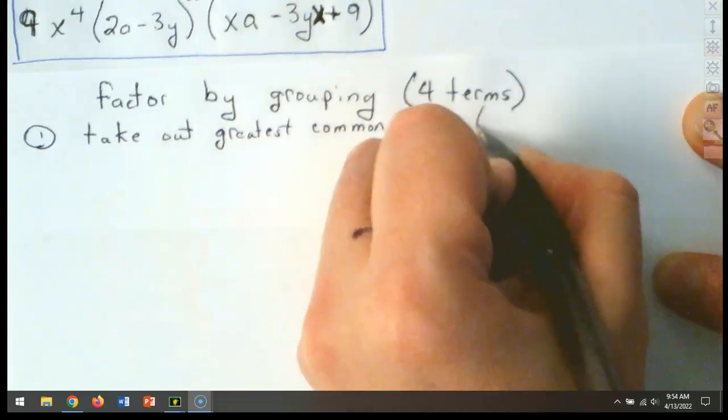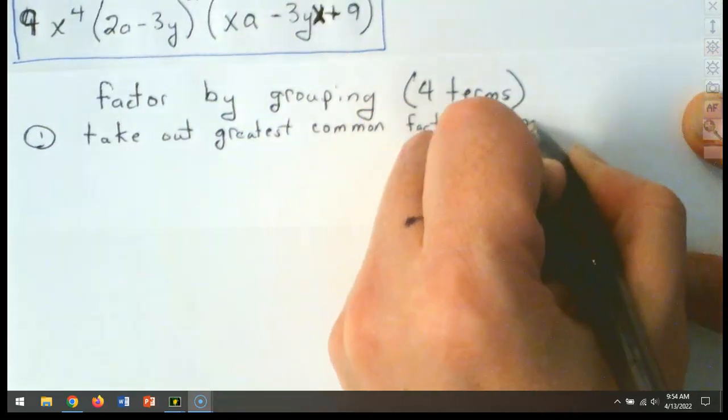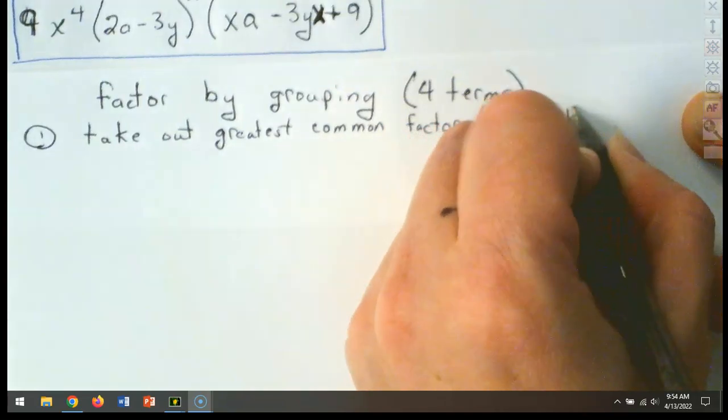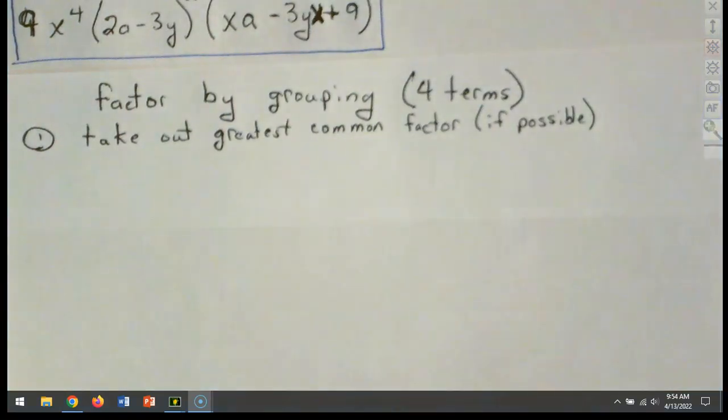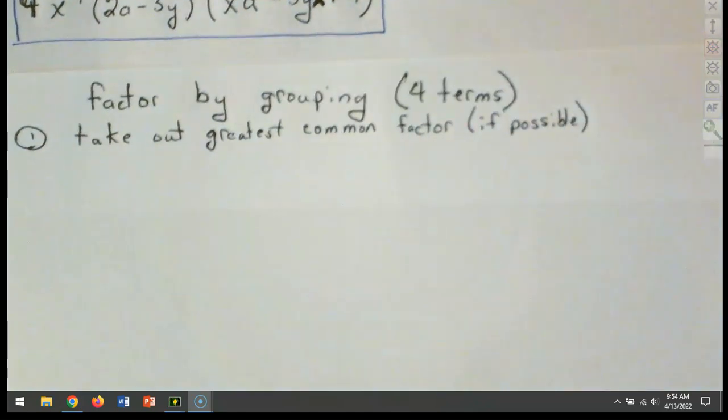And this is going to be if possible. In many cases, there's going to be no greatest common factor. But if there is one, it has to come out at the beginning. So if there's a greatest common factor with all 4 terms, that comes out. If it doesn't, then we go on to step 2.